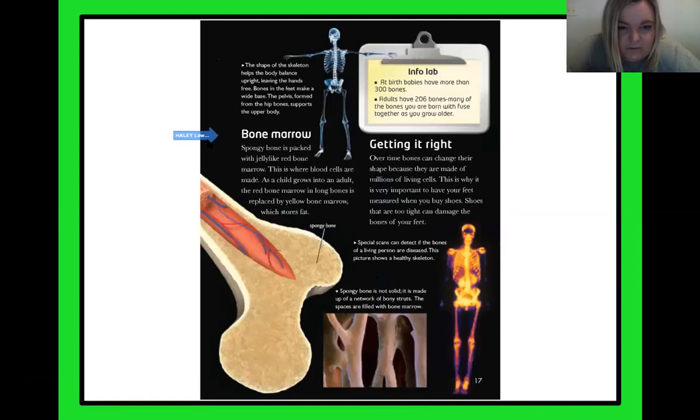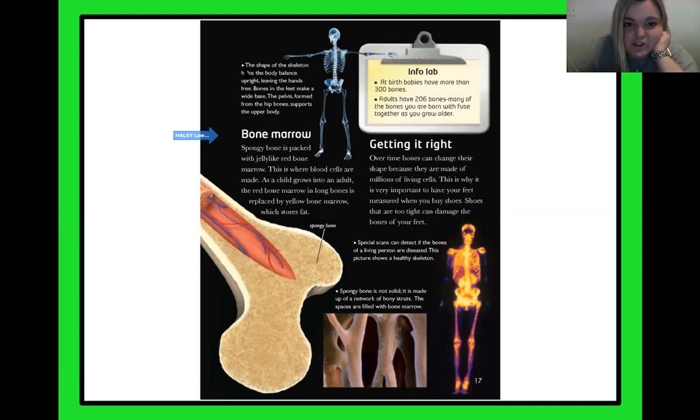Let's go ahead. Bone marrow. Spongy bone is packed with jelly-like red bone marrow. So I can see the red. This is where blood cells are made. As a child grows into an adult, the red bone marrow in long bones is replaced by yellow bone marrow, which stores fat. Over time, bones can change their shape because they are made of millions of living cells. This is why it is very important to have your feet measured when you buy shoes. Shoes that are too tight can damage the bones of your feet.